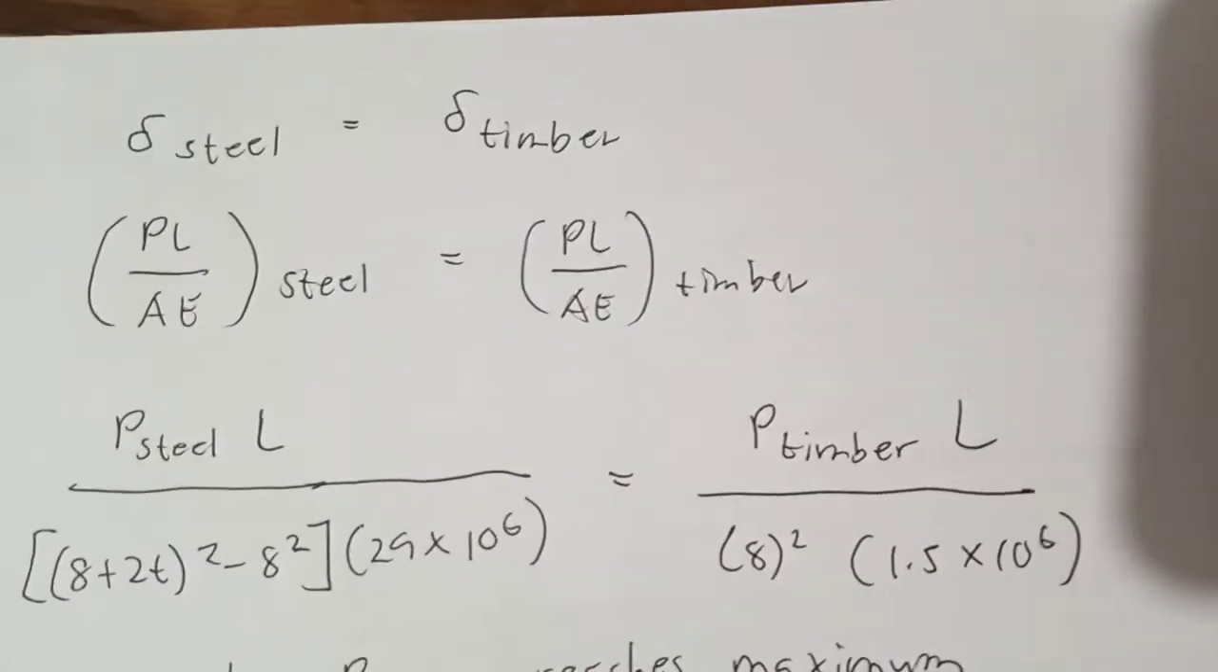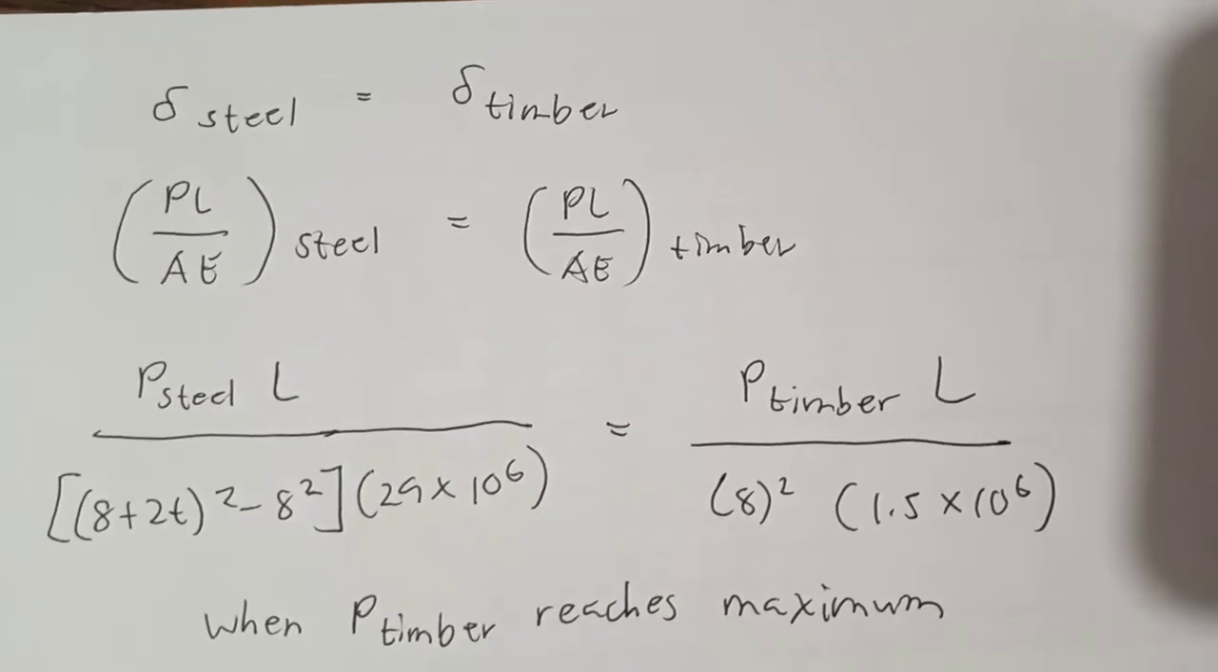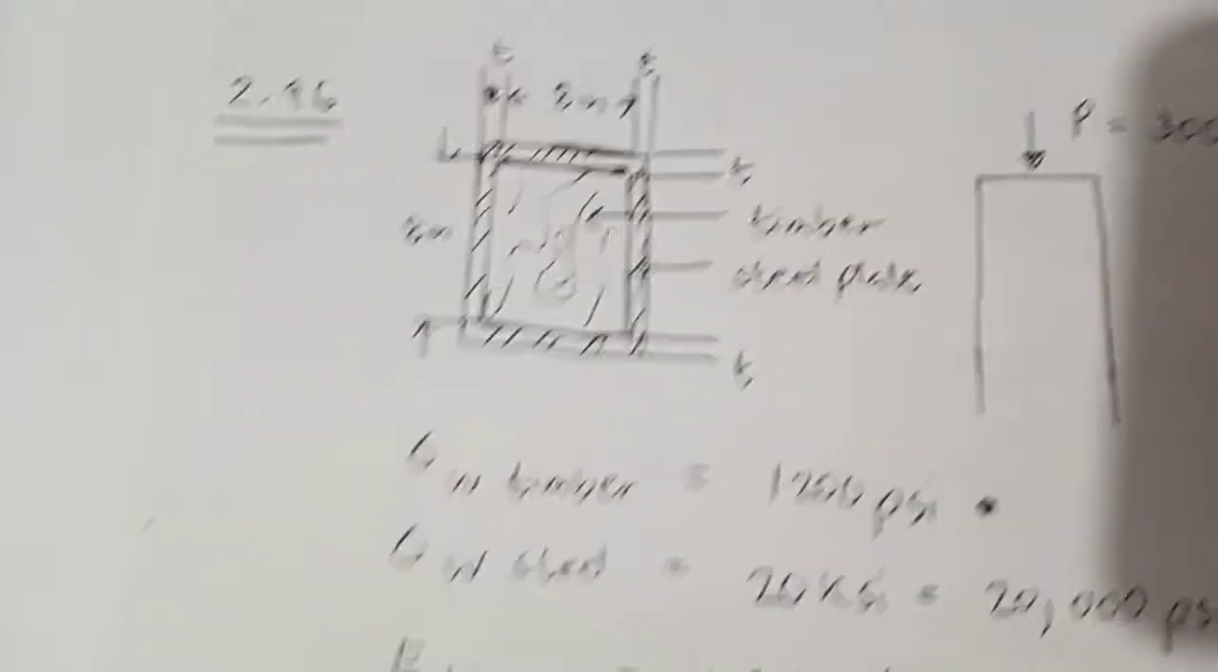Here, since this is a composite column, it should be that the deformation of steel should be equal to the deformation of timber.